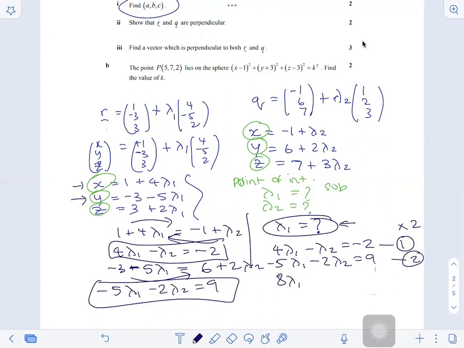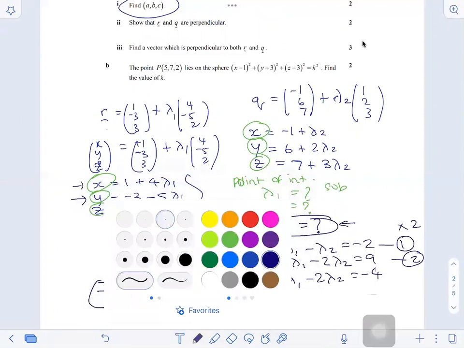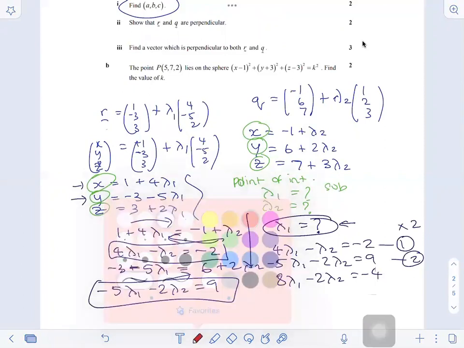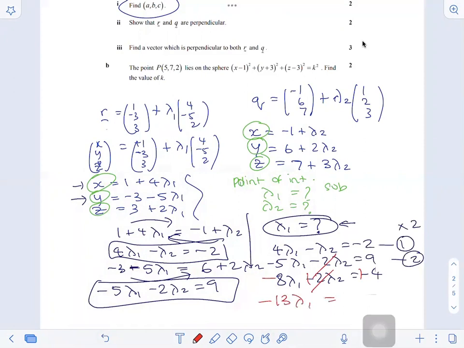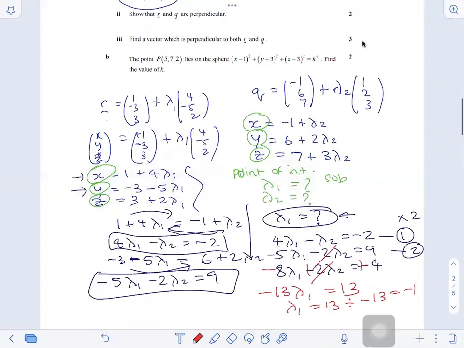I'm going to get 8 lambda 1 minus 2 lambda 2 equals -4. I'm just going to change the sign because I'm going to add these two equations together. So the lambda 2's cancel. -5 minus 8 is -13 lambda 1, and 9 plus 4 is 13. So lambda 1 is 13 divided by -13, which is -1.